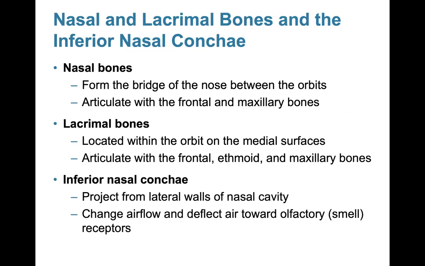Nasal bones will form the bridge of the nose between the orbits. They articulate with the frontal and maxillary bones. The lacrimal bones are located within the orbit on the medial surfaces. They articulate with the frontal, ethmoid, and maxillary bones.